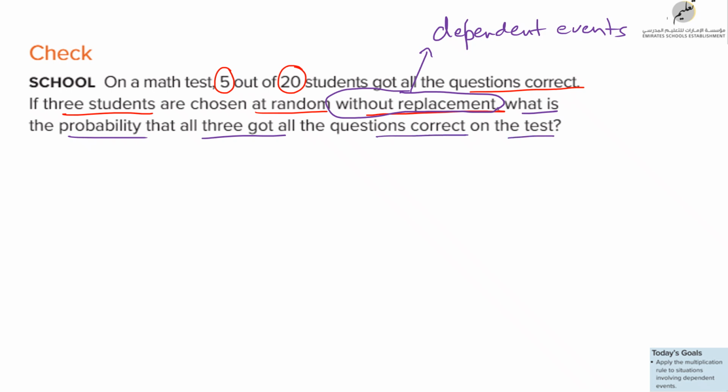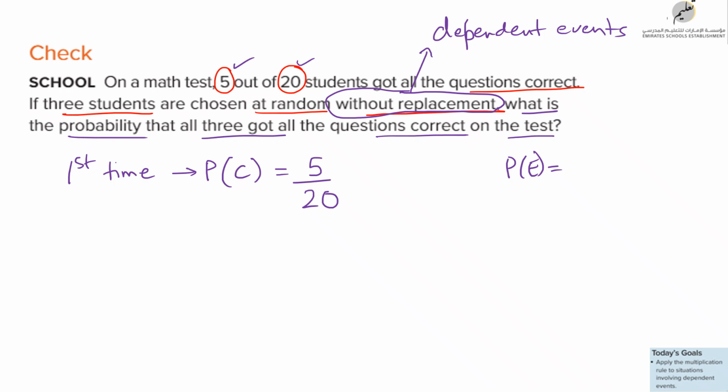Okay, so what is the probability for a correct question the first time? How many are correct? 5 out of 20. So favorable outcomes over total outcomes. I'm using the basic definition of probability of an event, which is the number of favorable outcomes divided by the number of total outcomes. So this is the first time.